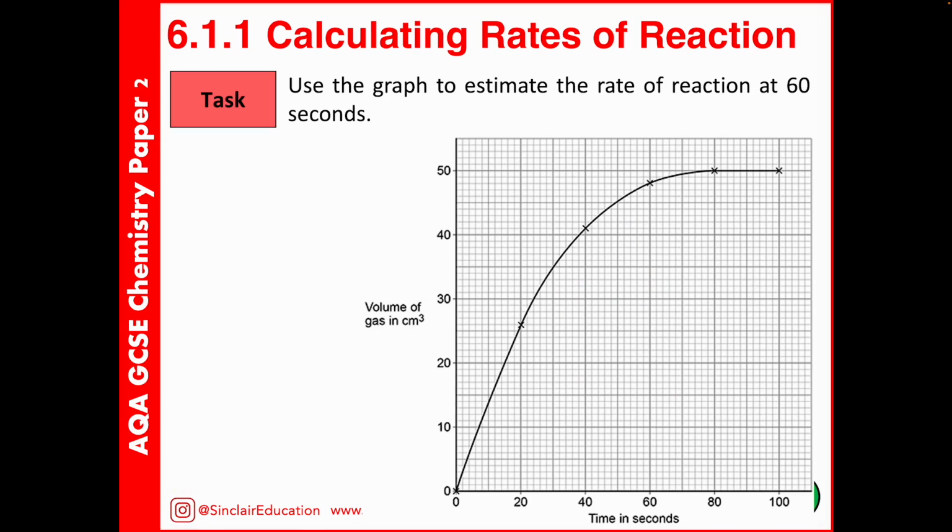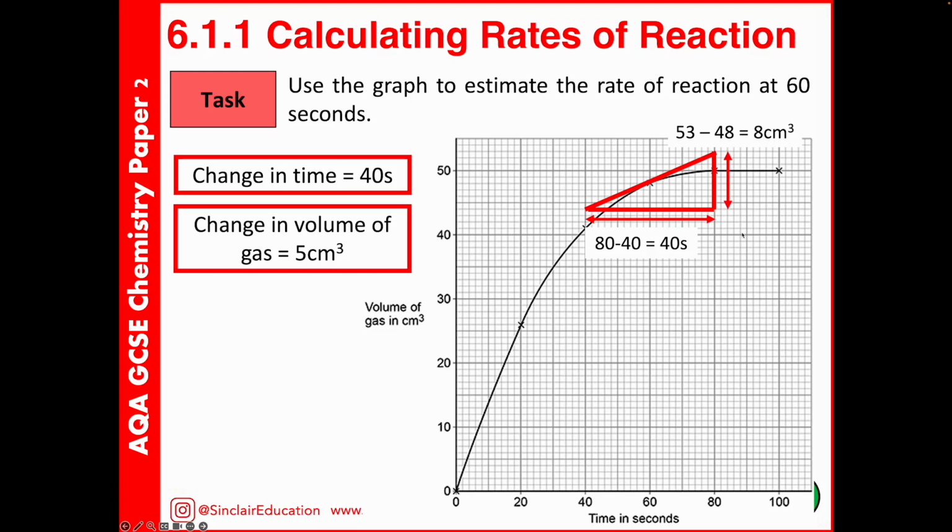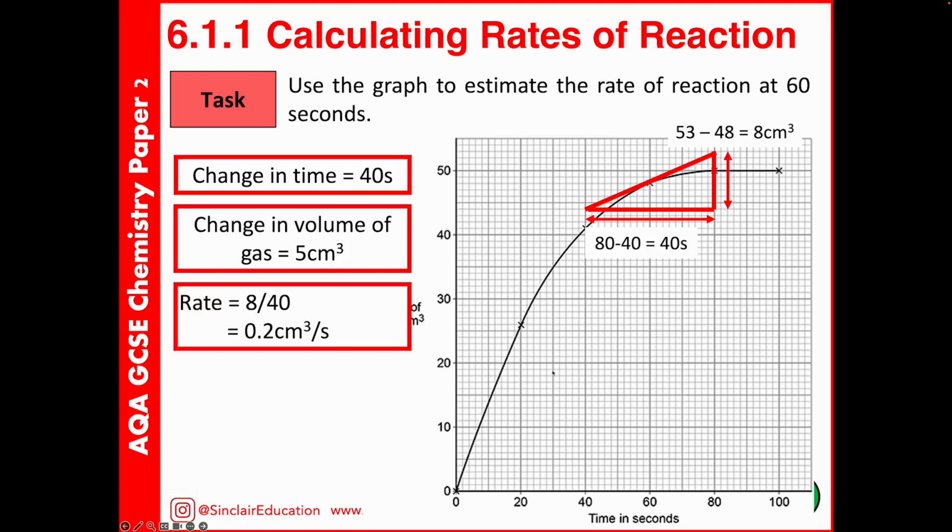So if we look here, we're asked to use the graph to estimate the rate of reaction at 60 seconds. So we'll draw a tangent for 1 mark, find our change in x and y, divide the two, so 8 divided by 40, which will give me 0.2 centimetres cubed per second. That's our unit because we've done centimetres cubed divided by time in seconds.